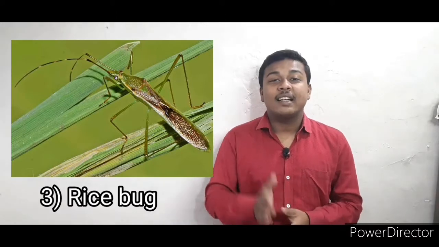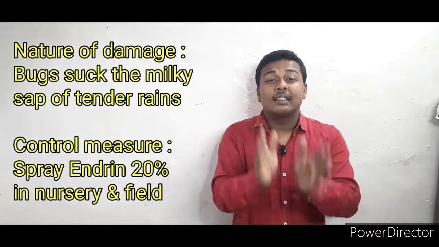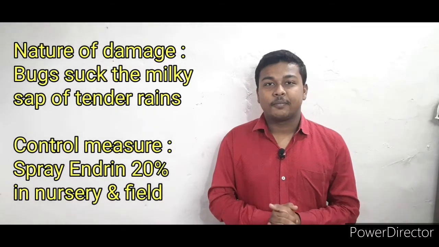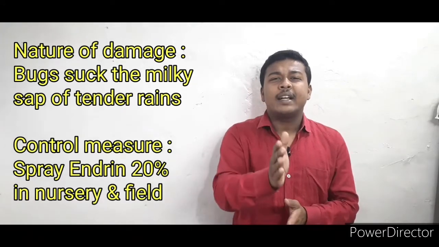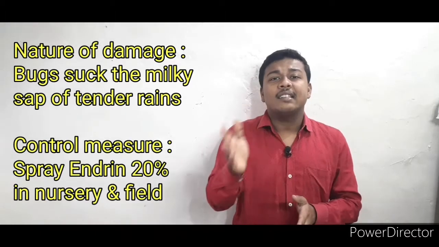Next type of pest is the rice bug. These bugs suck the milky sap of the tender grains. To control this, spray Endosulfan at 20%, which can be sprayed in the nurseries as well as in the fields.